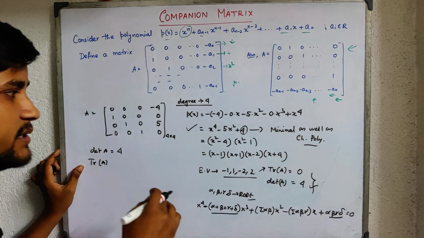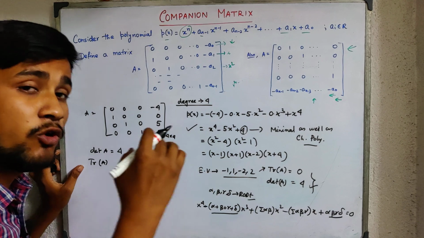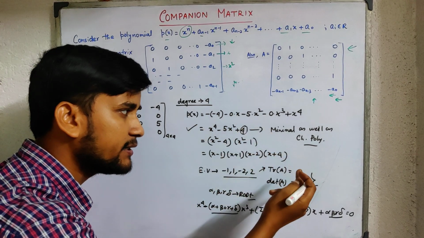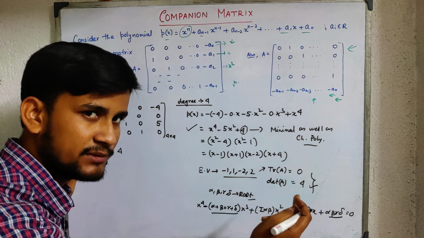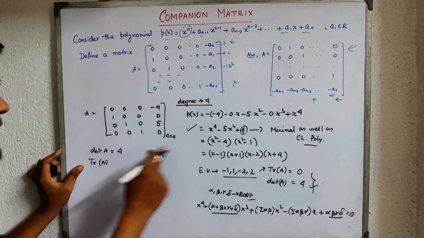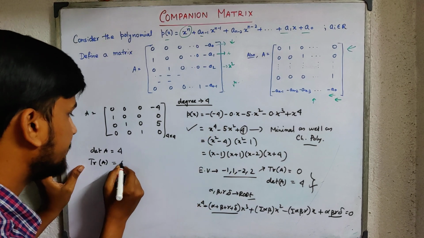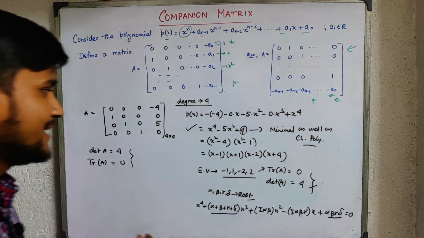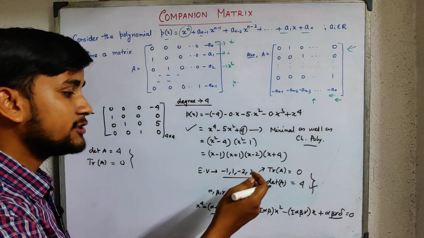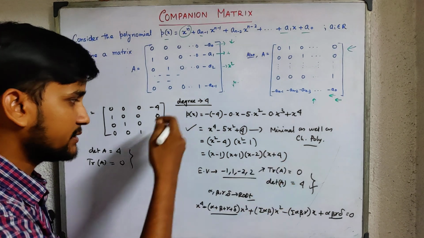The trace of A is given by the coefficient of the second highest term; the highest term is x to the power 4, so it is the coefficient of x to the power 3. The coefficient of the second highest term gives you the trace, and here there is no such term present, which means 0 is the trace. Fine. Okay.